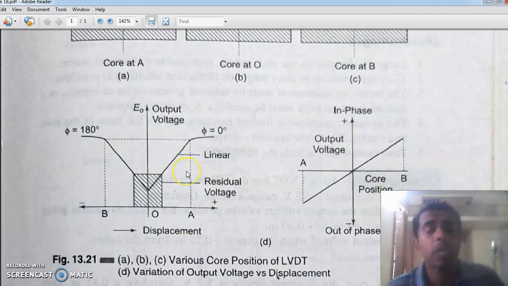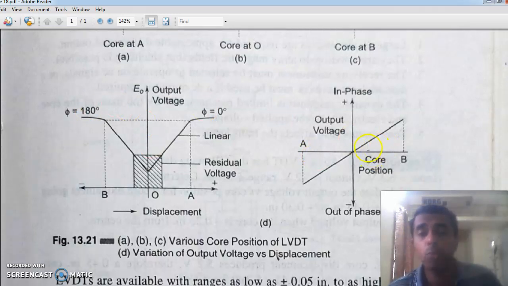So what about the phase? You can see that the magnitude is positive when we move towards the left and it is negative when we move towards the right. So positive voltage shows that the phase difference is zero, and the negative sign shows that it is having a 180 degree phase shift. Okay, so that is actually shown here.